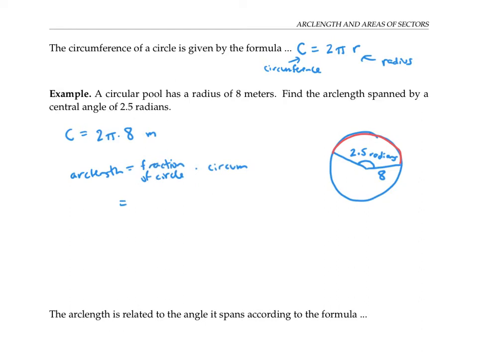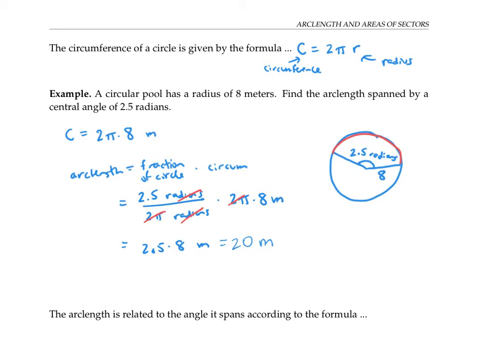The fraction of the circle that I want is given by the ratio of 2.5 radians over the total number of radians in the circle, which is 2 pi radians. I multiply that by the circumference, which we said was 2 pi times 8 meters. Notice that the 2 pi's cancel, and I'm left with just 2.5 times 8 meters, which is 20 meters.